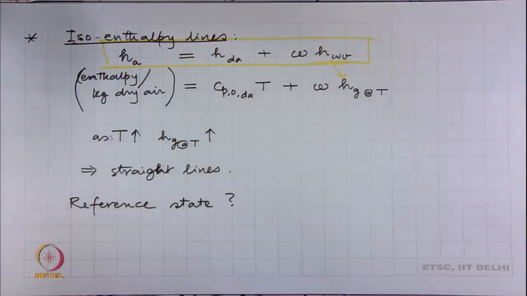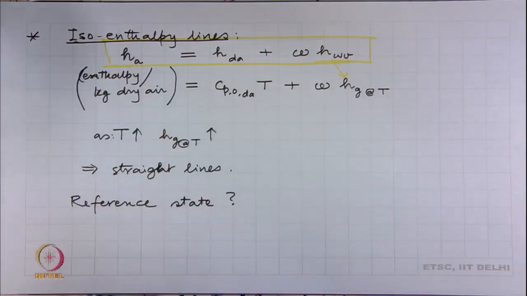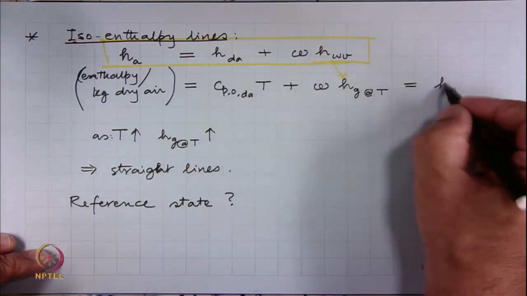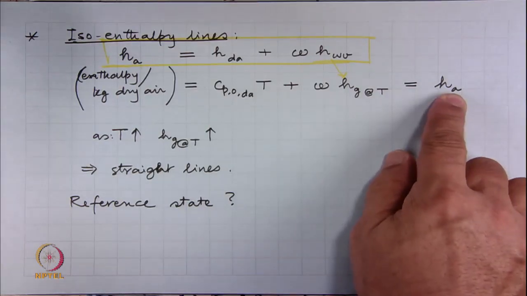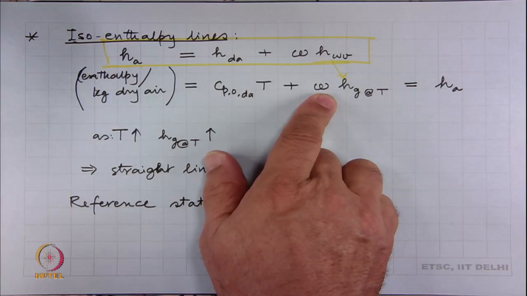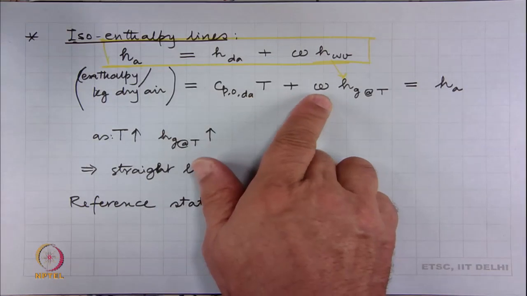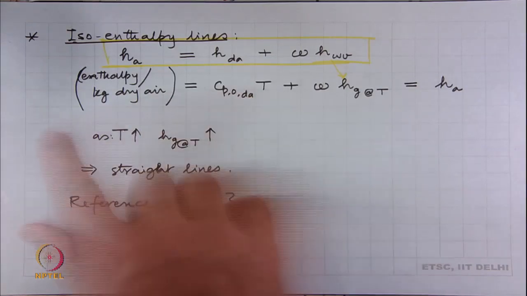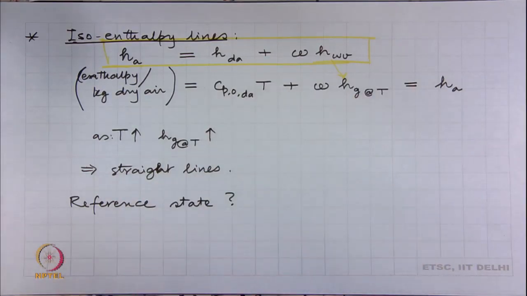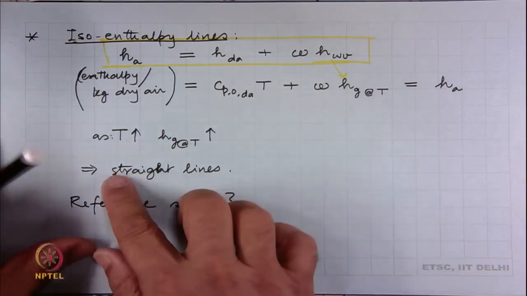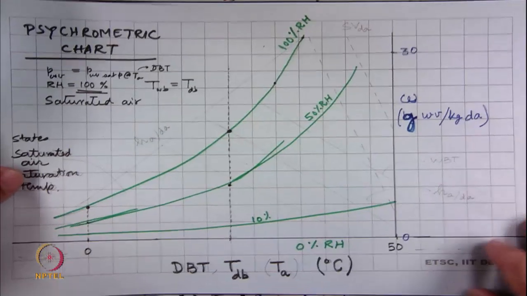So, we have this expression, and now we say that if HA is constant, and I keep HA constant, select a T and then calculate the omega, we will get the state point. This tells you that as T increases, omega has to keep decreasing, so qualitatively we get that. This expression also tells us it is pretty much a linear behavior. So, when we plot this, we will get a bunch of straight lines.